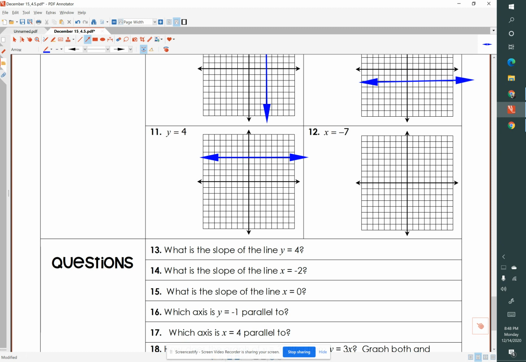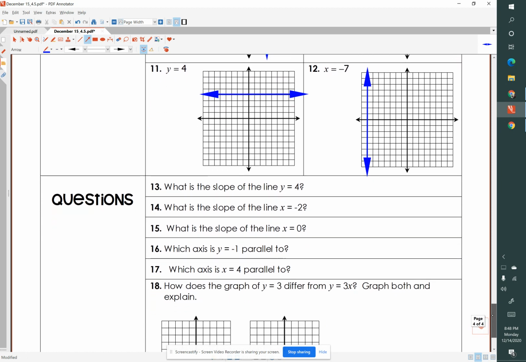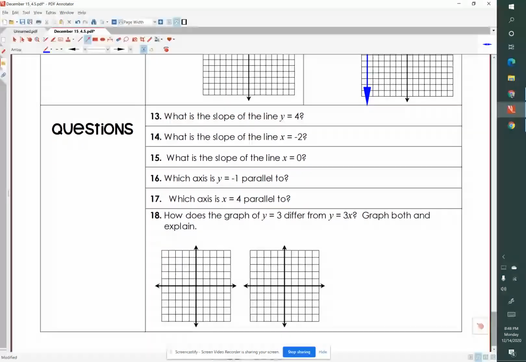And in number 12, we have x equals -7, so that will be a vertical line at -1, -2, -3, -4, -5, -6, -7. So let's answer some questions. So what is the slope of y equals 4? Well, y equals 4 is a horizontal line, and the slope would be 0.